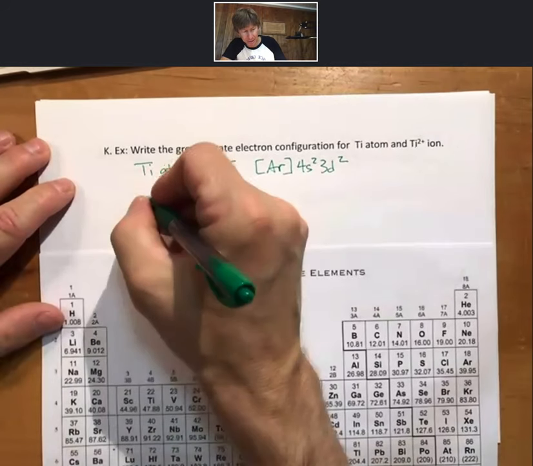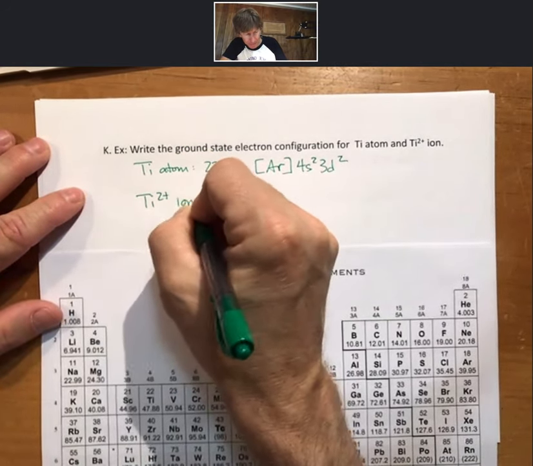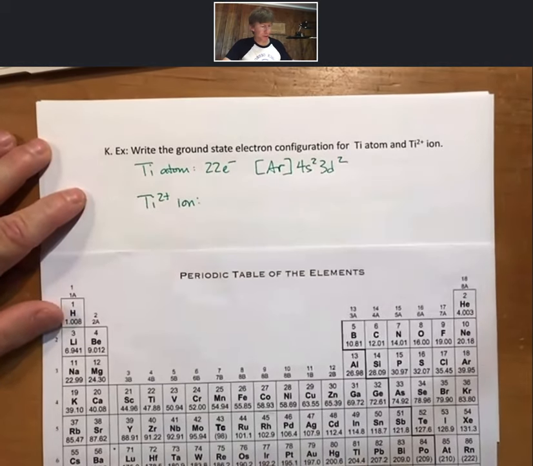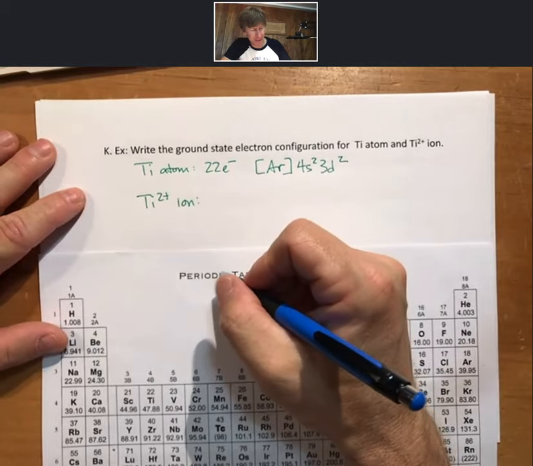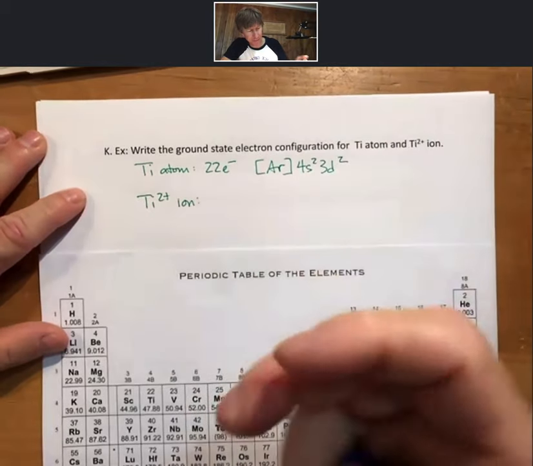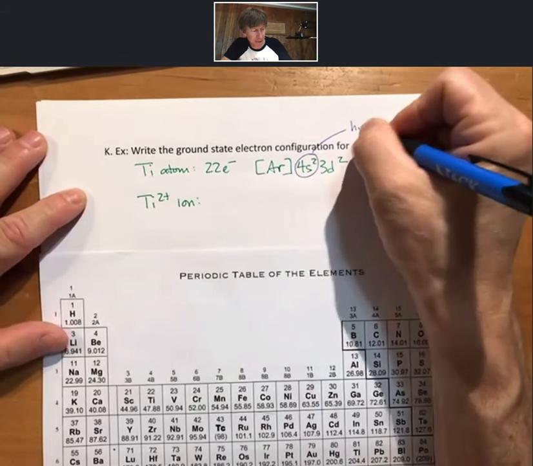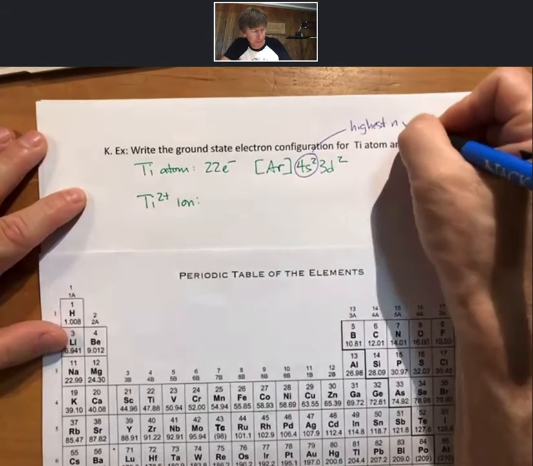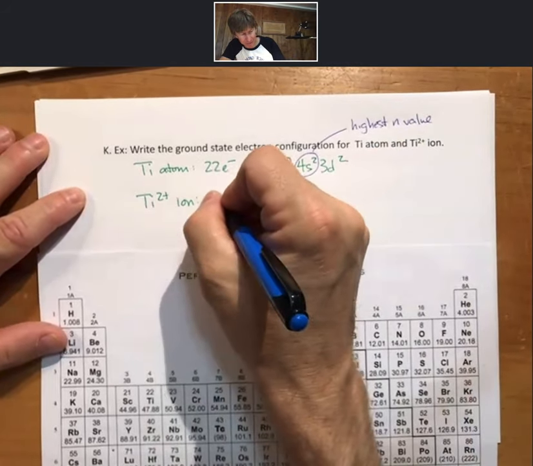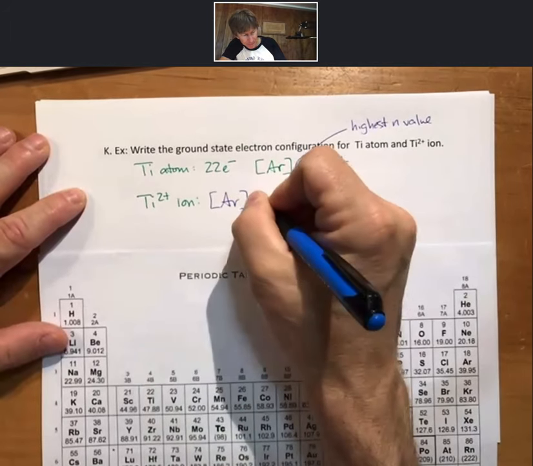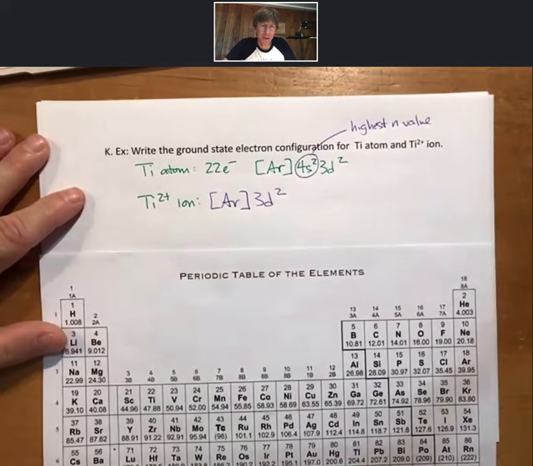For the titanium 2+ ion, we are going to remove two electrons. Those are going to be the highest energy electrons. The highest energy electrons always have the highest value of n. So we will remove these two electrons and be left with argon 3d2.